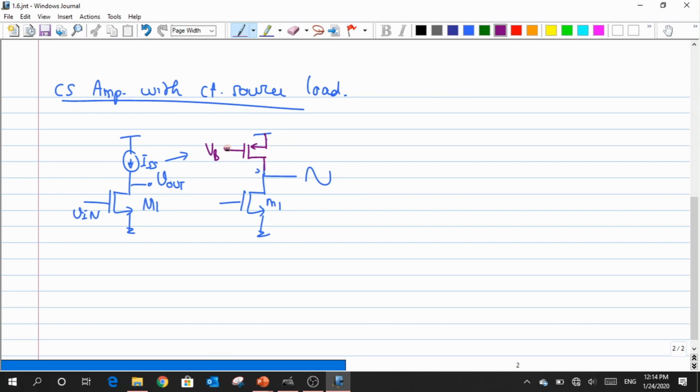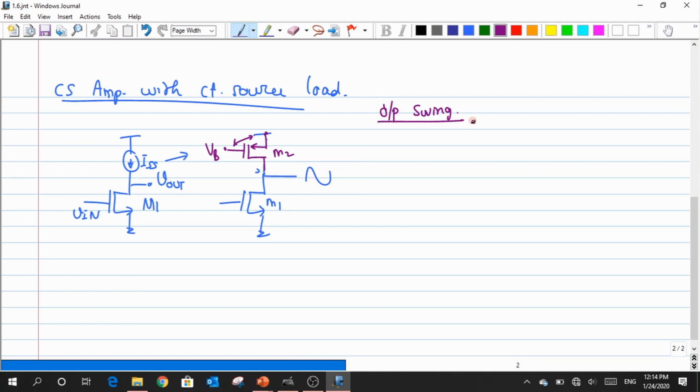Yes, because the gate is fixed, the source is also fixed. So the VGS of this M2 is always fixed, due to which the current is always constant, right? So for this, please don't use an NMOS. If at all your input device is an NMOS, make sure that your load is a PMOS. Clear? Yeah. So having done this, let us try to analyze the output swing.